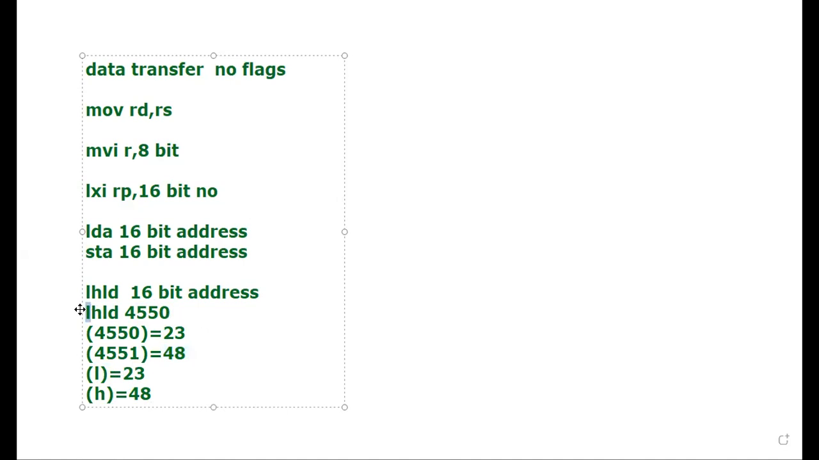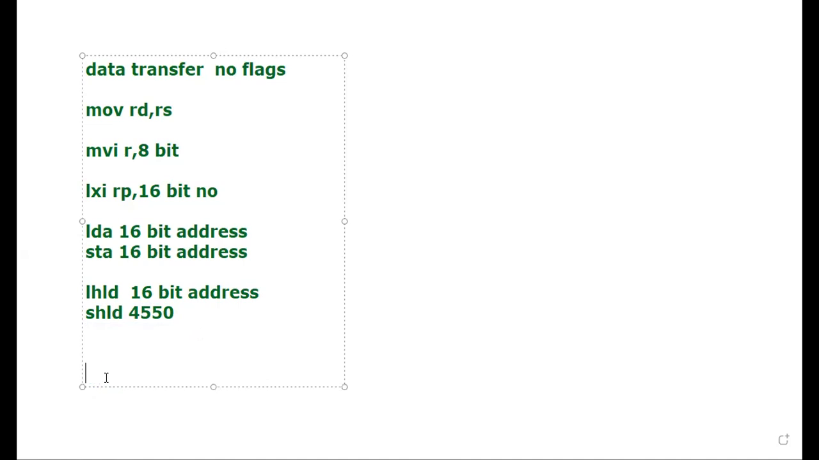If you say SHLD, okay, then the contents of H will be copied into this address and the contents of L will be copied into the next consecutive address. So here you will have to take the values in L and H, right? So suppose L has 25 and H has A2, right? So 4550 will become 25, okay, and 4551 will become A2. Okay, so these are your SHLD and LHLD. All these four instructions have the direct addressing mode.